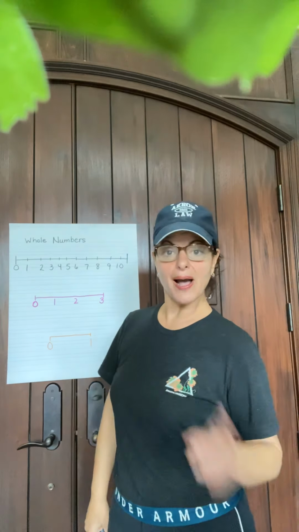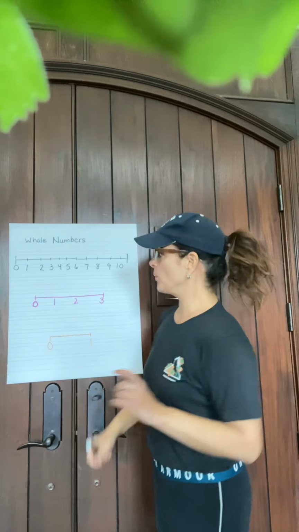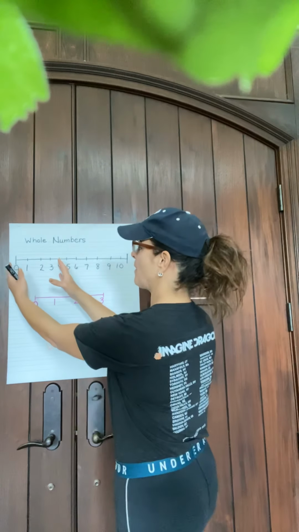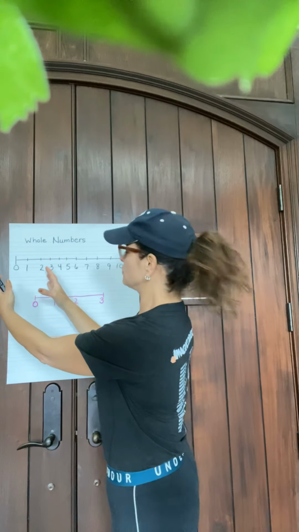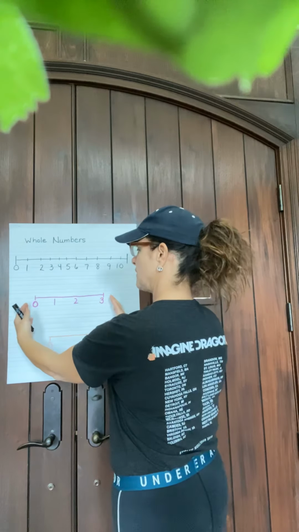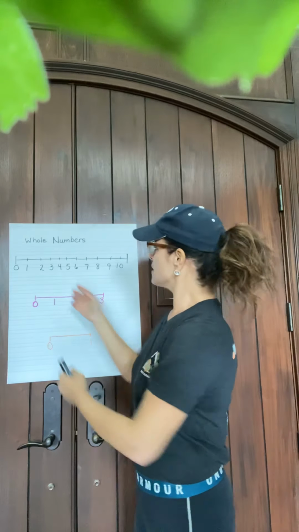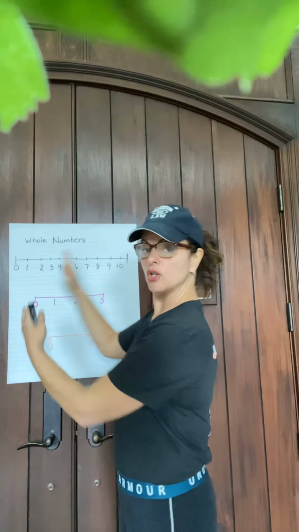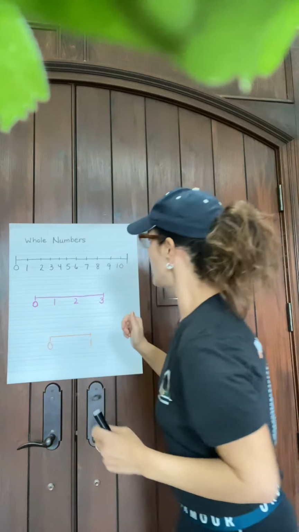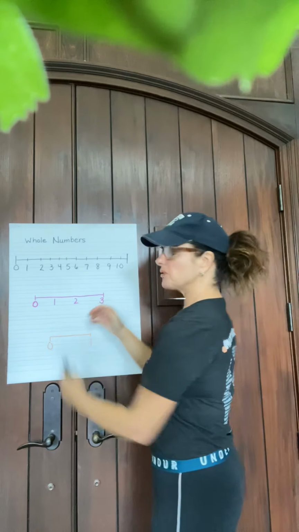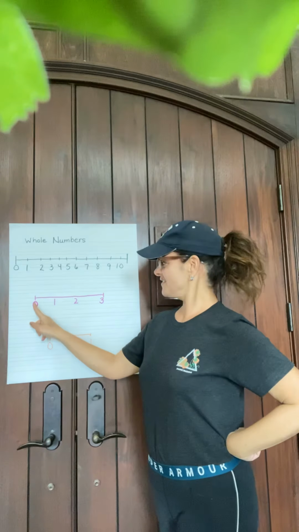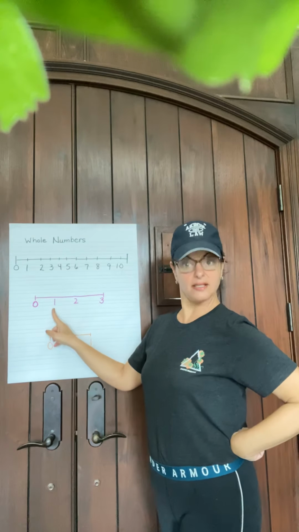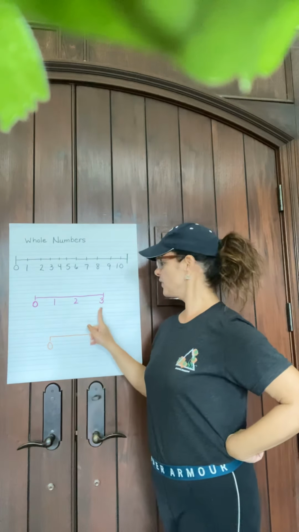Then we talked about how it's possible to take any part of this number line out, these whole numbers out, and stretch it, and they're still whole numbers. It's just a part of this larger 0 to 10 number line. So I chose 0 to 3. Count with me, boys and girls. Ready? 0, 1, 2, 3.